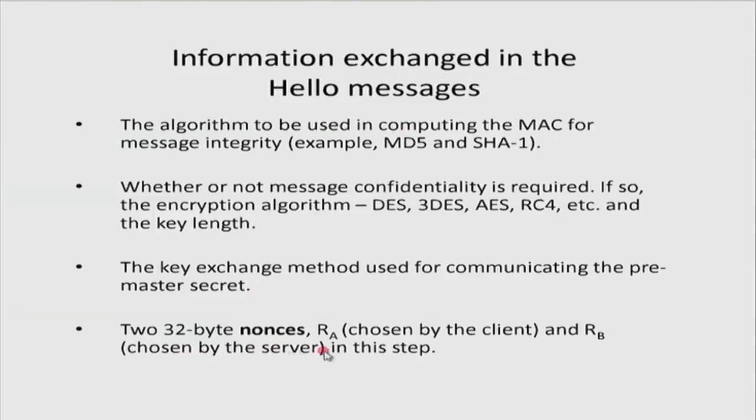And another important thing, don't forget, is these 32-byte nonces, which you will be seeing in the demo. So actually it's a 28-byte nonce and there is a timestamp. So the entire thing is about 32 bytes. So there is a nonce that is provided by the client, which is nonce RA, and then there is another nonce chosen by the server, which is RB. Now what is the purpose of these nonces, you might want to think about. What could these nonces be used for?